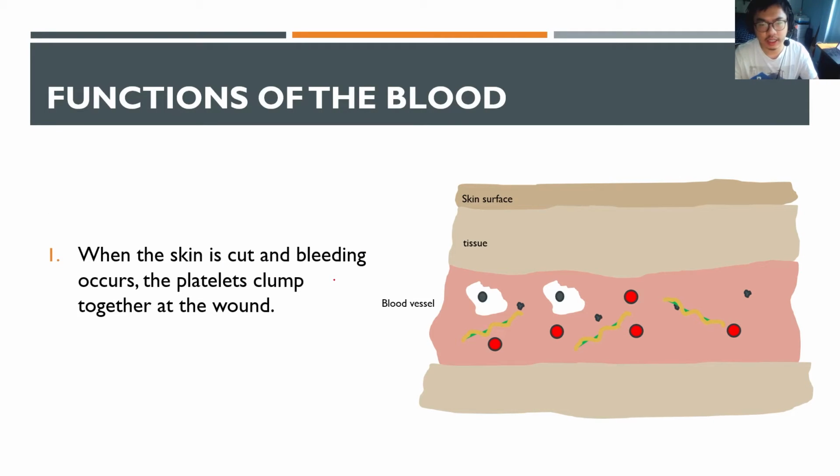So let's look at the process. This is your skin, and this is your blood vessel. This is your skin tissue, and this is the surface of the skin. In your blood vessel, there are a lot of things. What happens when you cut your skin? When the skin is cut and bleeding occurs, the platelets clump together at the wound. So there's a cut, you can see, and then the platelets will immediately go to the cut like that, okay?